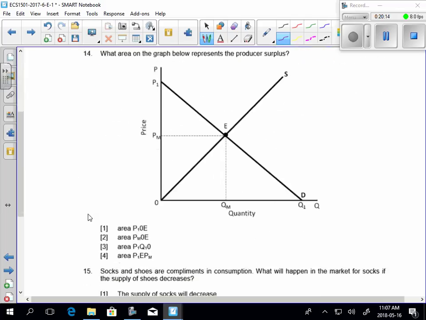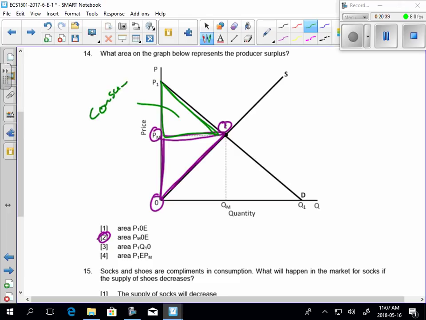Question 14. Which area represents producer surplus? Remember, producer surplus is above the supply curve and below the market price. All right? So that is 0 PME. Your consumer surplus, on the other hand, would be over here. Consumer surplus is the area underneath the demand curve and above the market price.